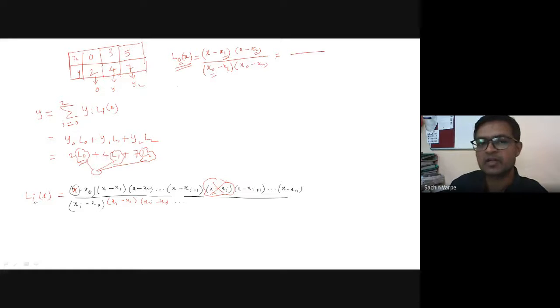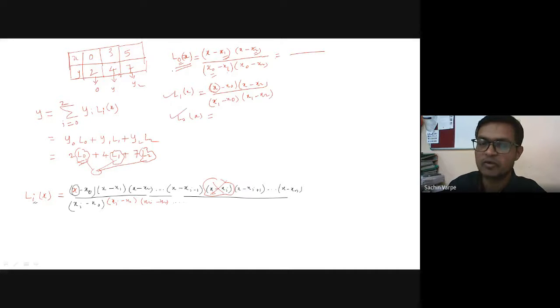Is this clear? Similarly, you will get L1 of x. How do I write L1 of x? That will be x minus x naught. Then x minus x1 will not be there, otherwise the denominator will be 0, right? So x minus x2 directly, the whole upon x. Now I'll have to replace this x by x1. So x1 minus x naught into x1 minus x2.